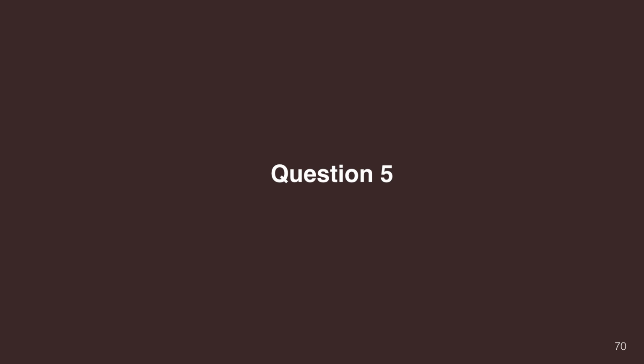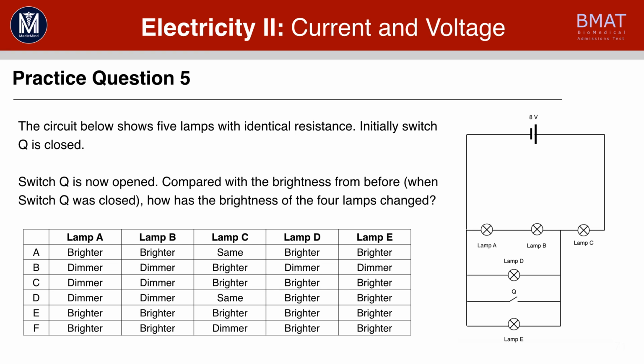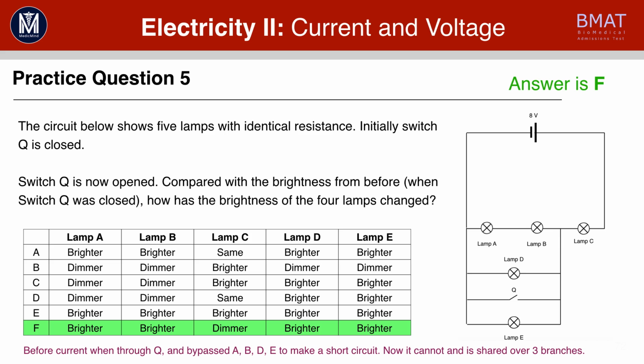And on to our last question, 5. Pause the video and have a go. The answer here is F. Let's look at each scenario. Initially, switch Q is closed. This is another example of a short circuit. The current would pass through lamp C but bypass A, B, D and E as it passes through Q.